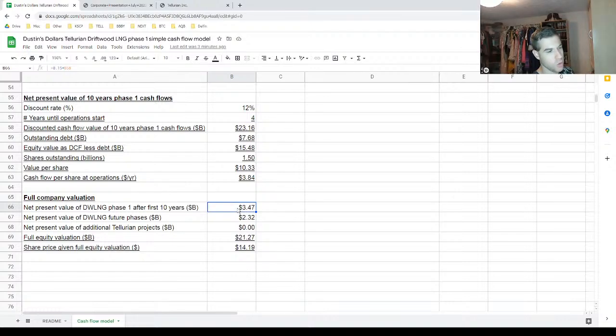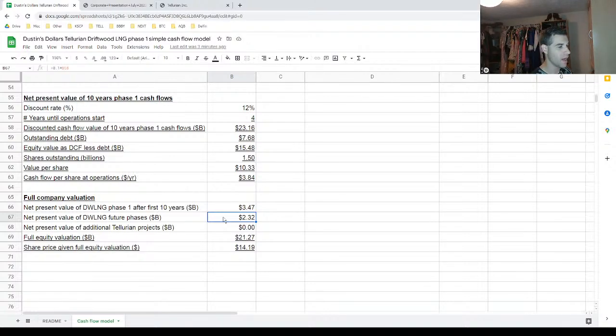But you can, again, play with this. Maybe you can set it to 0 if you don't want to worry about that, or don't think there's much value in thinking about those things. Or you can make it higher. Again, it's all up to you. And then there's also, what is the value of those future Driftwood LNG phases, and getting them all the way up to that 27 million tons per year.